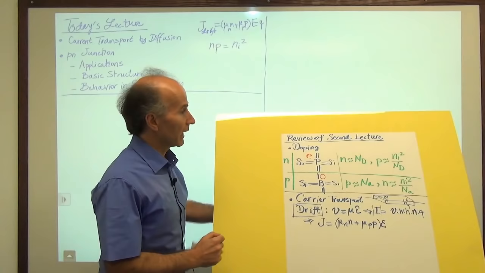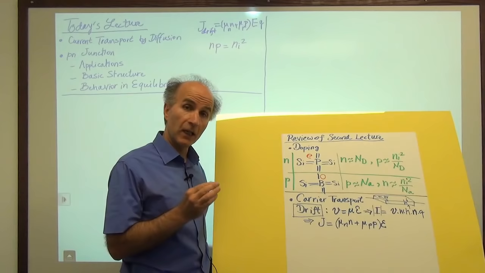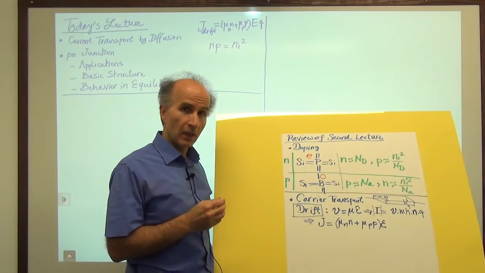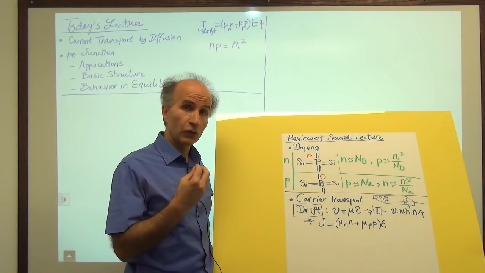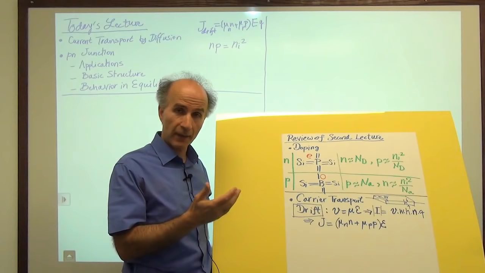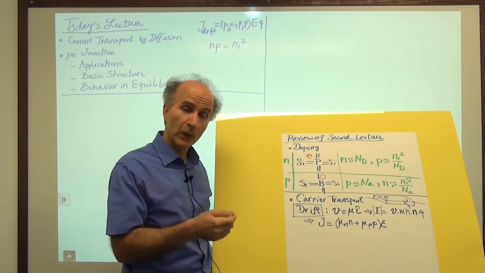What we saw last time was that since the number of free electrons in pure silicon is relatively low, about 10 to the 10 per cubic centimeter, pure silicon is not a very good conductor. So to increase its conductivity, we can introduce impurity atoms into it. For example, phosphorus as an atom that has one extra electron that can be donated, or boron that has one fewer electron and can create a hole.